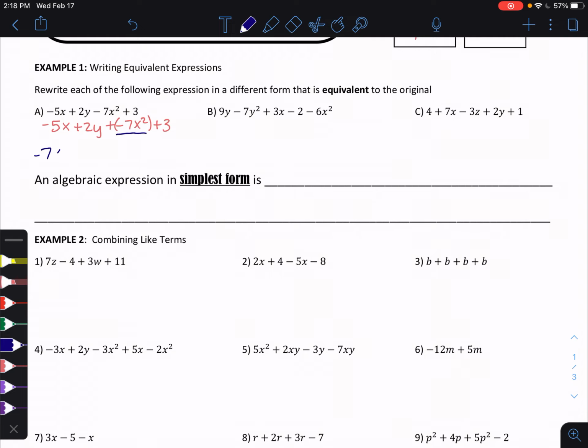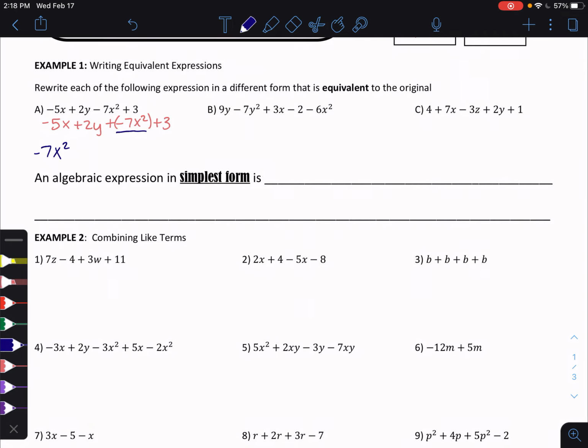So I'm going to have negative 7x squared. Then I've got a negative 5x. So again, going in alphabetical order, I've got this negative 5x. I can write it as minus 5x, or I can write plus negative 5x. It means the same thing. Then I'm going to do the 2y, because alphabetically y would come next. And then our constants always come last. So this would be plus 3. Okay, so this is going to be my final answer here. I have rewritten this expression using the exact same parts, just written a different way.